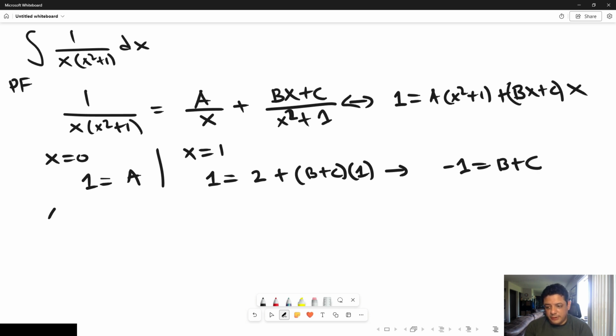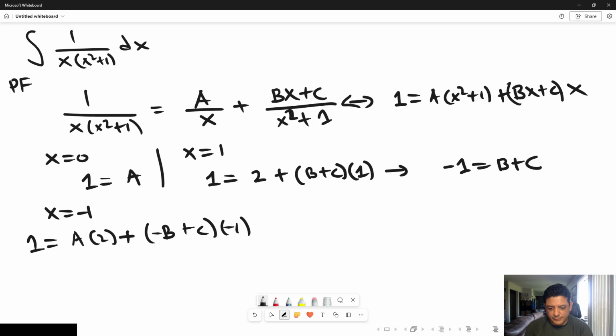Now I want to use another number, x equals minus 1. And if I use x equals minus 1, I'm going to have that 1 equals a times 2 plus minus b plus c times minus 1. And then again, a is equal to 1. So we can change that a little bit here. This is 2.